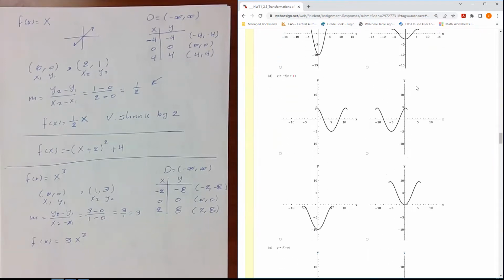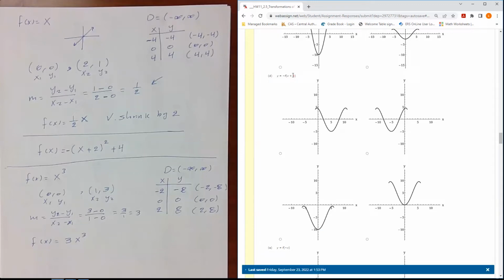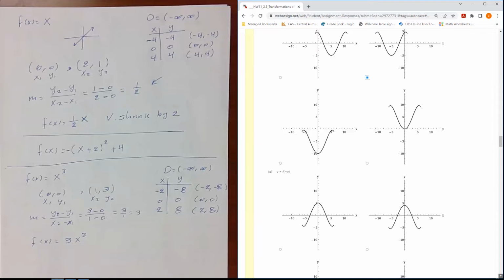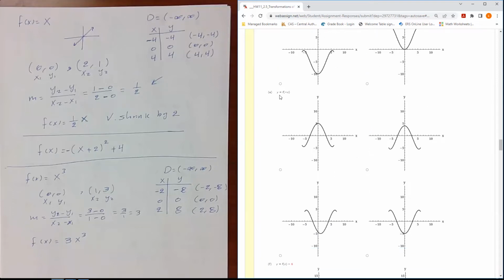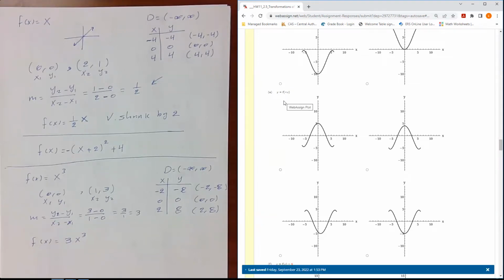The next one is going to be a reflection over the x-axis, but it's going to be shifted to the left. So all of these graphs are reflected over the x-axis, but which one is shifted to the left? This is to the right, this is down, this is up, so this is the only graph shifted to the left. And the next one, f of x is negative x, it just reflects over the y-axis.